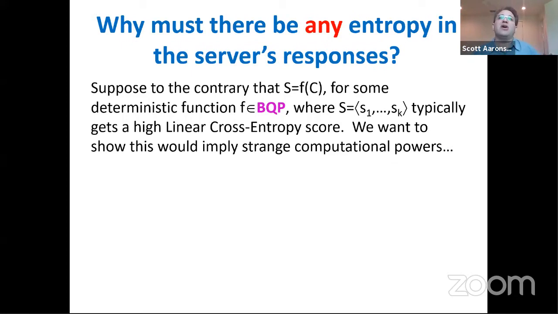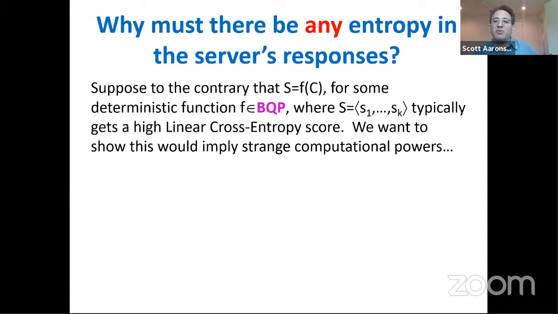That is, how do we know that even if the server has to be a quantum computer, it's not a quantum computer that just answers each challenge in a secretly deterministic way? All right, well, I want to give you some sense for how the argument goes. What we do is suppose to the contrary that there is some function f in BQP, so efficiently computable by a quantum computer, such that the samples returned, s, is just equal to f of c. It's just a function of the circuit that it's given.